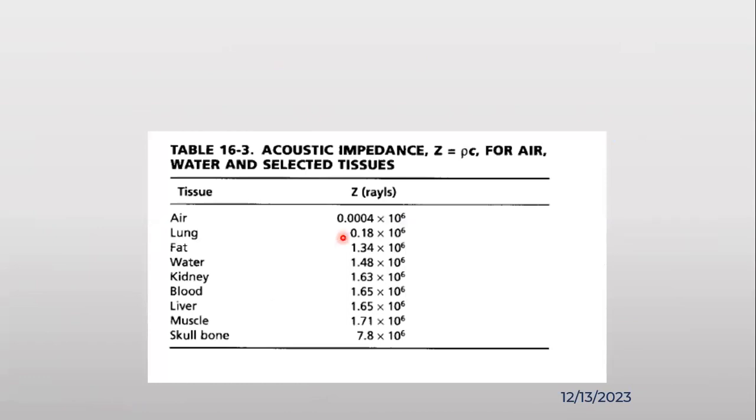For example, you have air and bone. Again, there is a high difference between them. When there is a high difference, the sound will be highly reflected. While, for example, if you have air, fat, and water, and the sound travels from the fat to the water, there is a small difference between them. So the sound will not be reflected much, and so on.